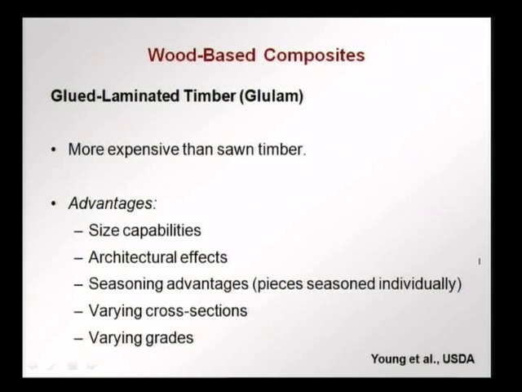First, the size. You can have different sizes, large sizes and depths that could be needed and will come ready from the factory. Architecturally also it looks nice. It need not be painted. You can have the joints give an architectural effect. Seasoning has its advantage because a thick piece of wood will take a long time to be seasoned. However, here seasoning is faster since only the individual pieces are seasoned before they are glued together. You can have varying cross sections and we can also have varying grades depending on what we want in a certain application.